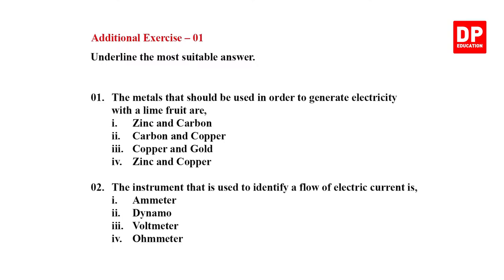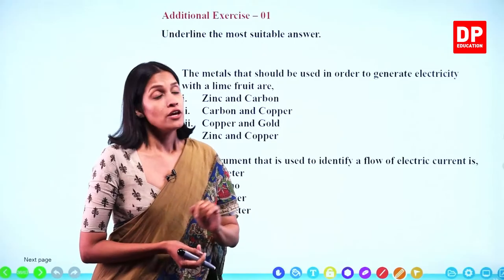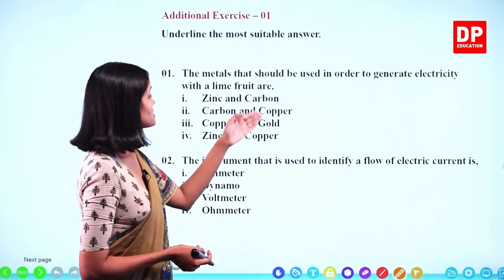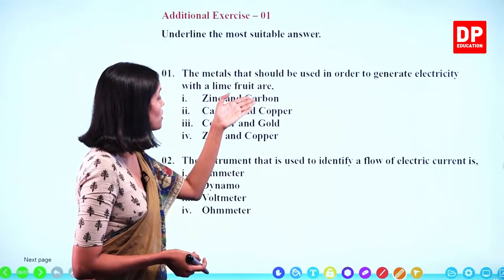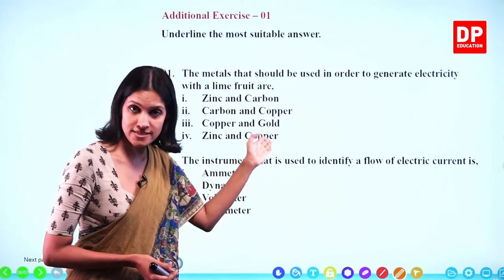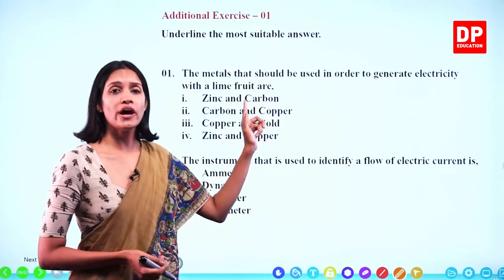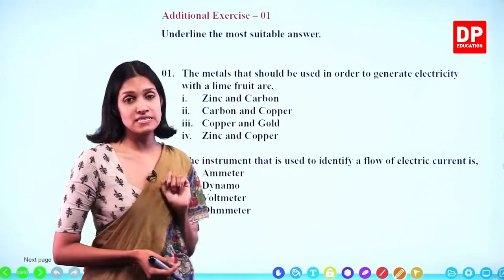Additional exercise 1. Underline the most suitable answer. Now, when you answer these type of questions, you can see in one question, 4 answers are given, 4 choices are given. So, when you select the answers, you have to select the most suitable answers.